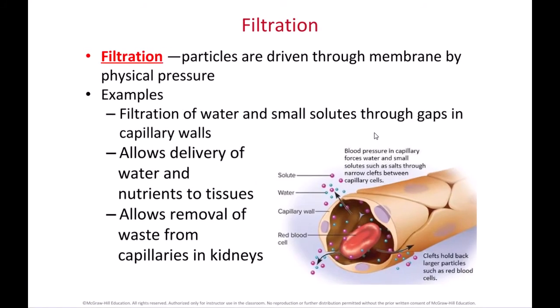So let's talk about some of the easier forms of transport. Filtration is an example of passive transport. And we're just going to have physical pressure pushing something through the plasma membrane or through the membranes in between cells. So as we're looking at this diagram from your textbook, we have a blood capillary, and this blood capillary is leaky. There's little spaces in between the cells that make up the wall of the blood capillary. Those little spaces let little particles, little molecules get pushed through. Now with filtration, the more physical pressure we have, the faster something is filtered.